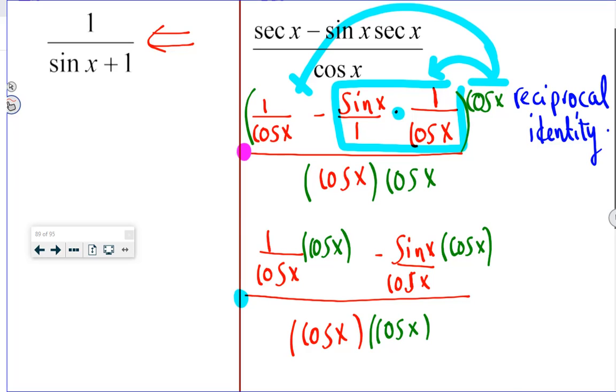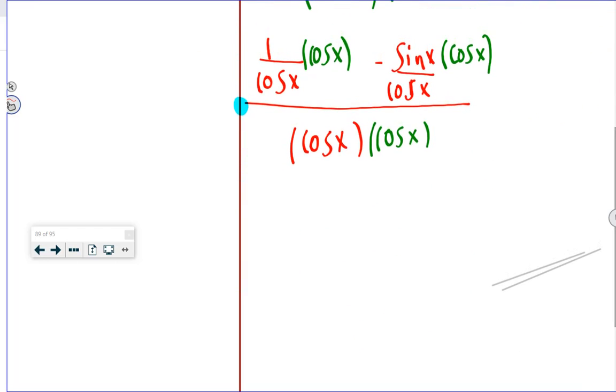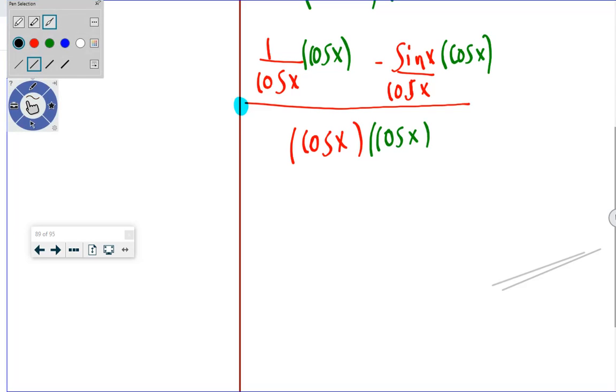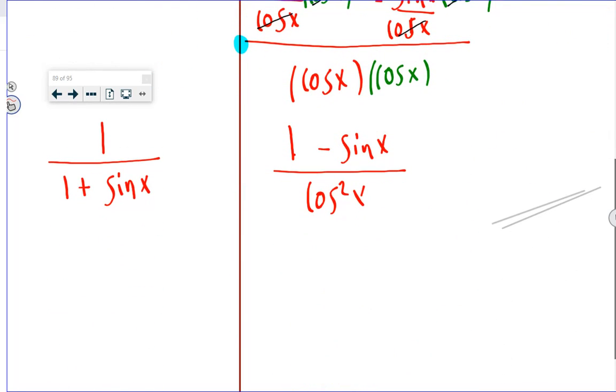All right. So now let's see what cancels. I have 1, the cos x cancels with the cos x cancels with the cos x. So I am left with 1 minus sine x over cos squared of x. So this is equal to, on the left-hand side, and I'm just rewriting the left-hand side so you can see it, it better be equal to 1 over 1 plus sine of x, and it is. Or sine x plus 1, doesn't matter.